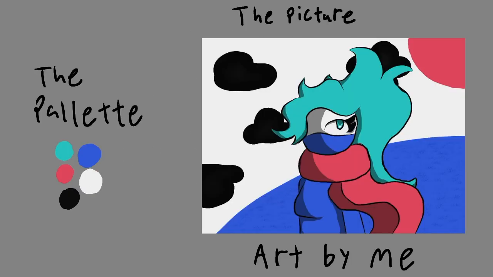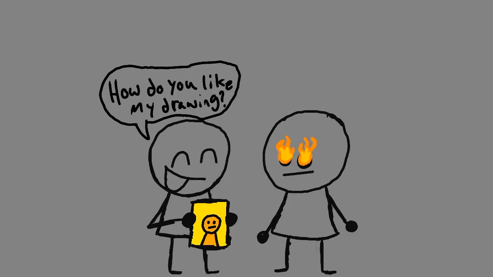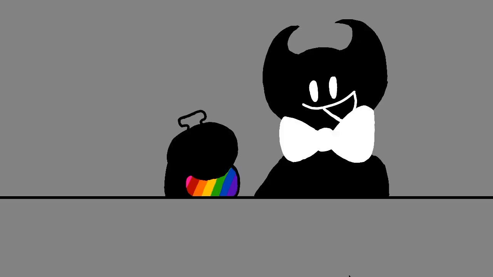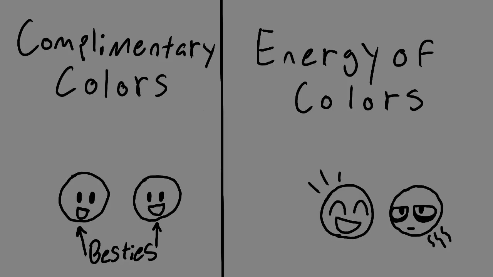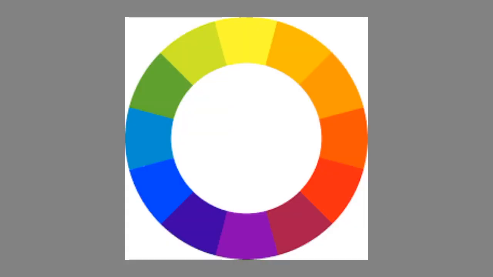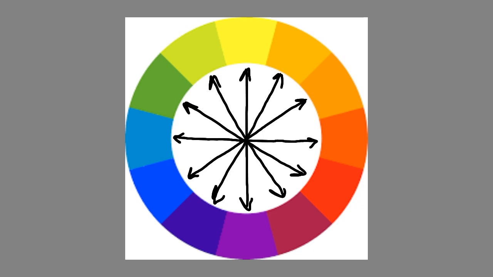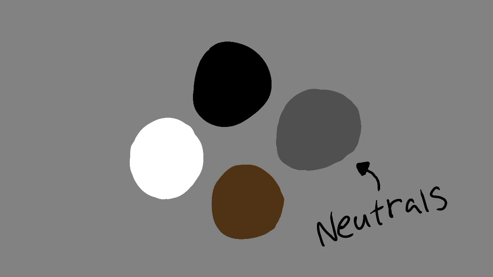Having a strong color palette is another way to show a character's personality. It also doesn't cause the viewer blindness from safety orange. There is an entire science about color theory that you can look up yourself, but the most important parts are complementary colors and energy of colors. Complementary colors are colors that are on the opposite sides of the color wheel. The pairs of complementary colors are yellow and purple, red and green, and blue and orange. Before you ask where black, white, gray, and brown are, those are neutrals. They aren't on the color wheel.